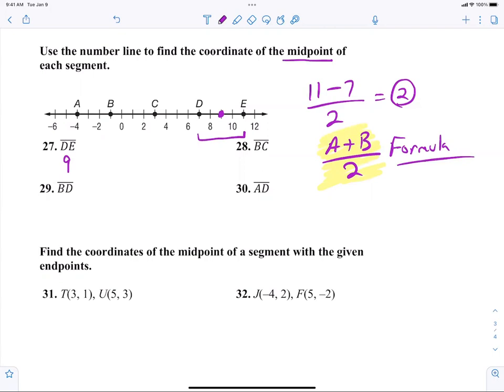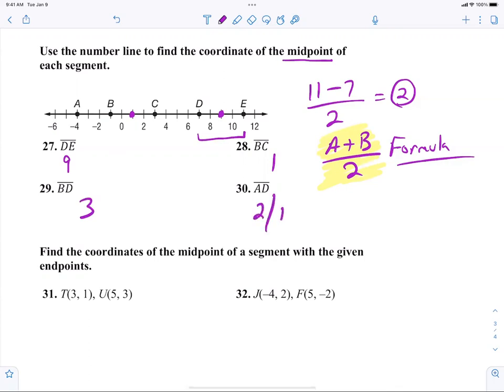So everybody take a look at BC. What do we have here? Now everybody figure out what BD and AD is, and then we'll see how good you're doing. All right. So what is BD? 3. What's AD? Somebody said 2.